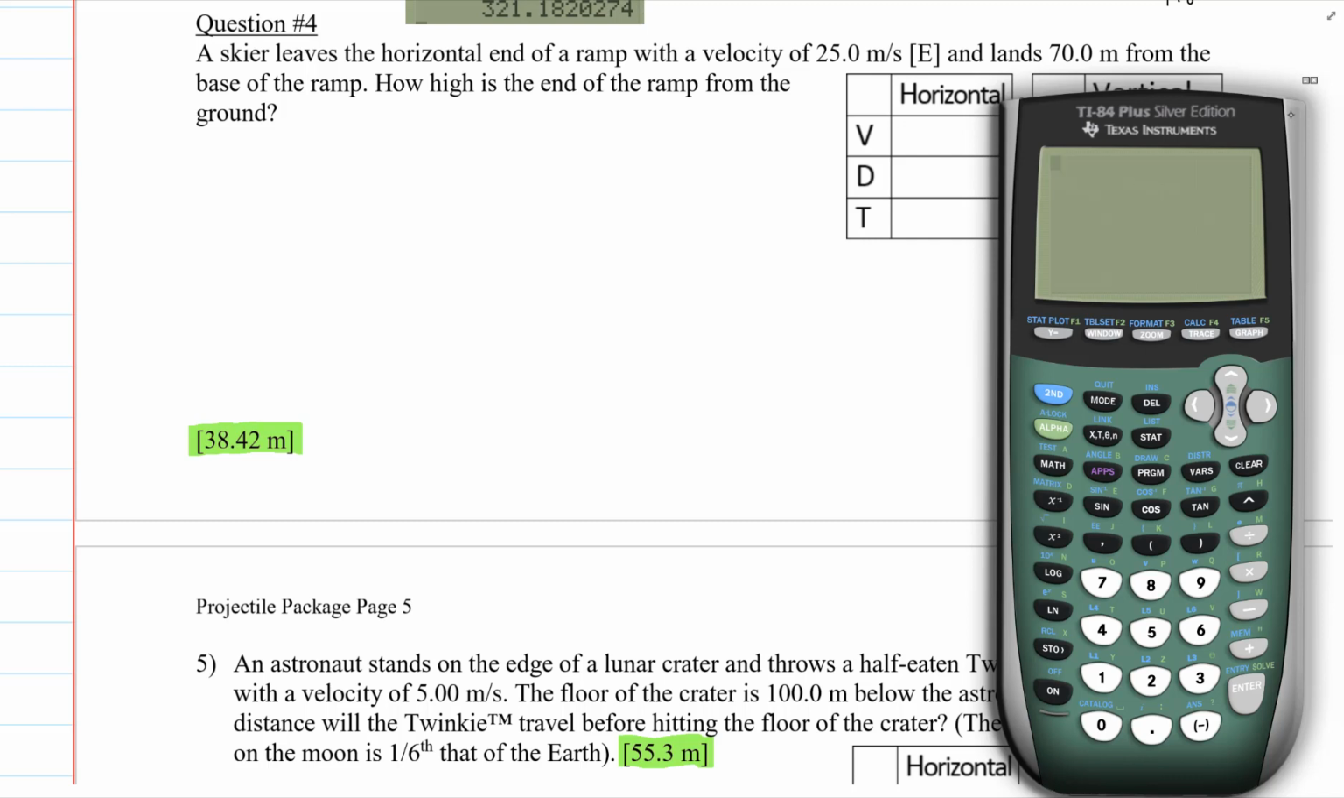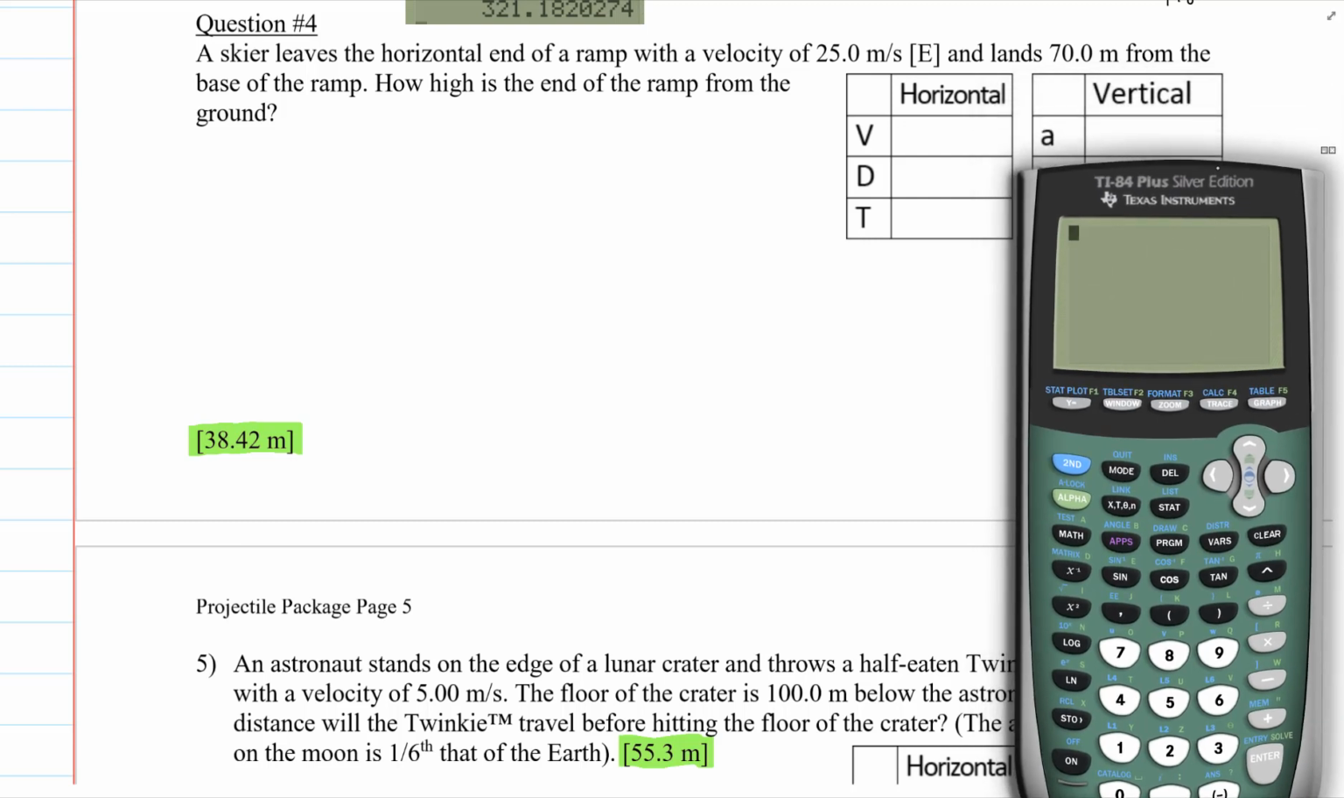So let's just continue on with questions 4, 5, 6, and 7 as promised. Let's get these done. So, a skier leaves the end of a ramp with a velocity of 25 meters per second east and lands 70 meters from the base of the ramp. How high is the end of the ramp from the ground?